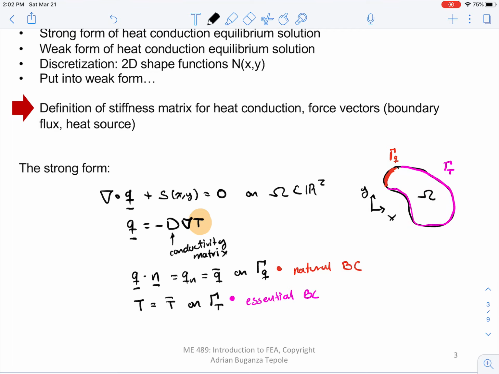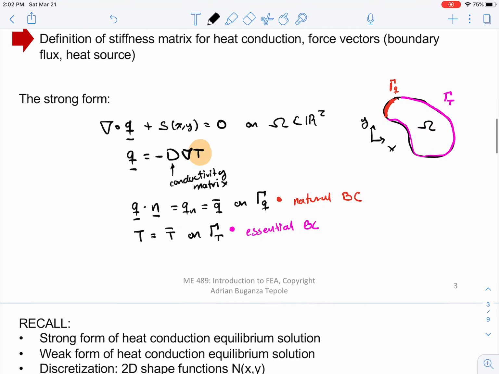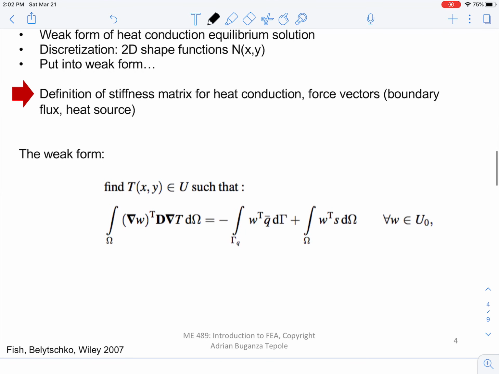So given this strong form, remember that you multiply by a weight function, integrate, use Green's formula, and then what you end up with is the weak form, which is find the temperature, which is a function of x and y in some space U. And if you recall, let me just put that over here. U is temperatures that are C0 and that satisfy the essential boundary condition, such that this is the core of the weak form: the gradient of W multiplied by the conductivity matrix times the gradient of the temperature, integrated over the domain, equals the integral of the natural boundary condition and the integral of the source term, for all W in the space U0.